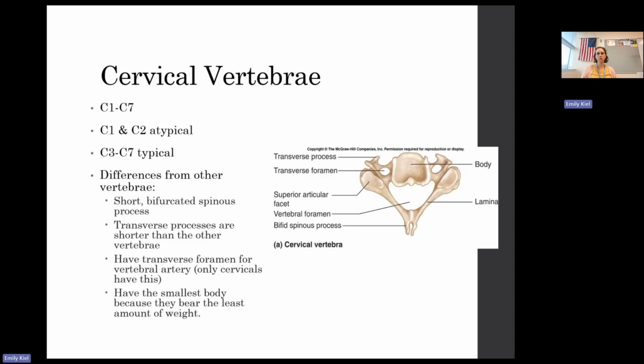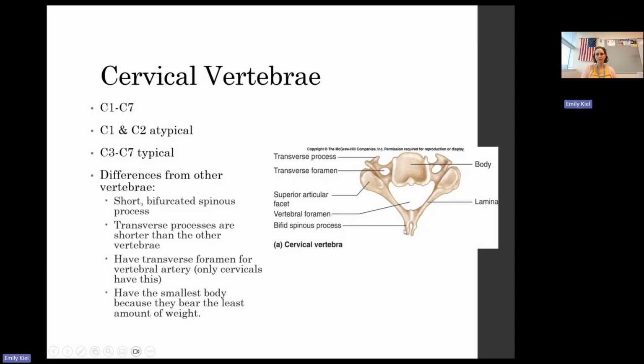So not only do you want to know the parts of the vertebrae, but if you're given a vertebra, then you want to be able to tell which part of the spine it's from. So this is a cervical vertebra. We know C1 and C2, these are atypical, so we'll look at those separately. And C3 through C7, they have similarities. So how do I know this is from the cervical spine?